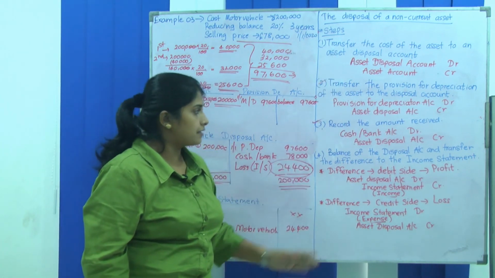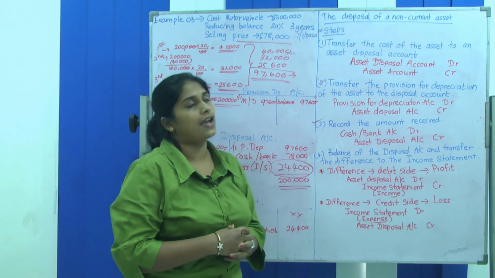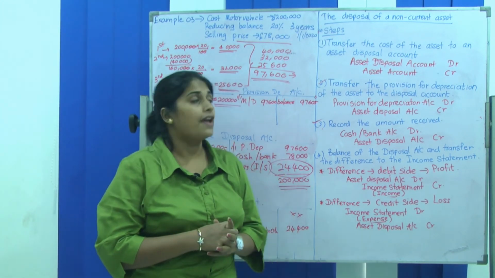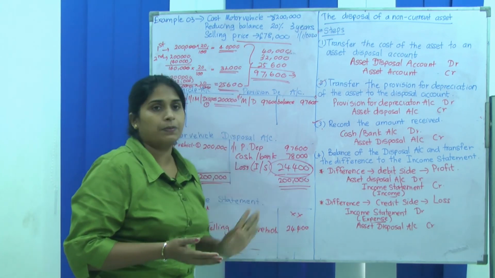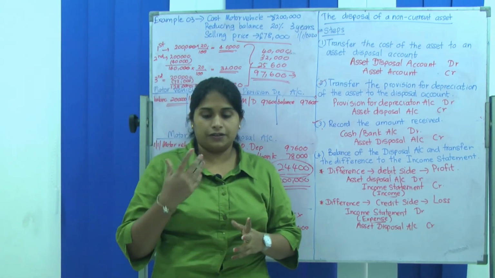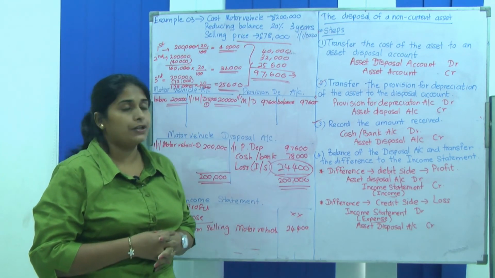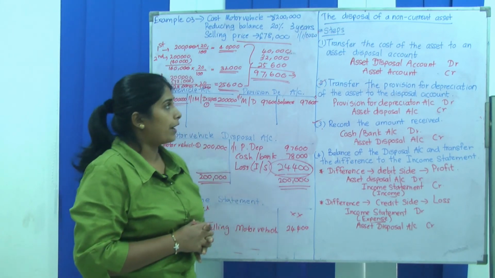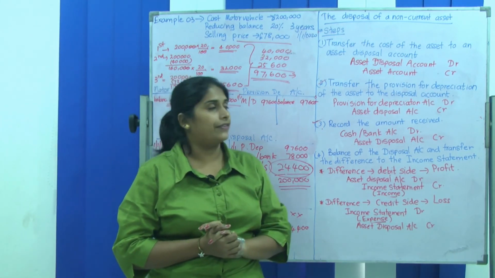So if you memorize these steps with the double entry, it will be easy for you to record when there is a disposal of a non-current asset. So I hope you understood. So there are 3 types. I have explained using 3 examples and explained all 3 types of questions you might get. So it will be easy if you study the steps and the double entry.